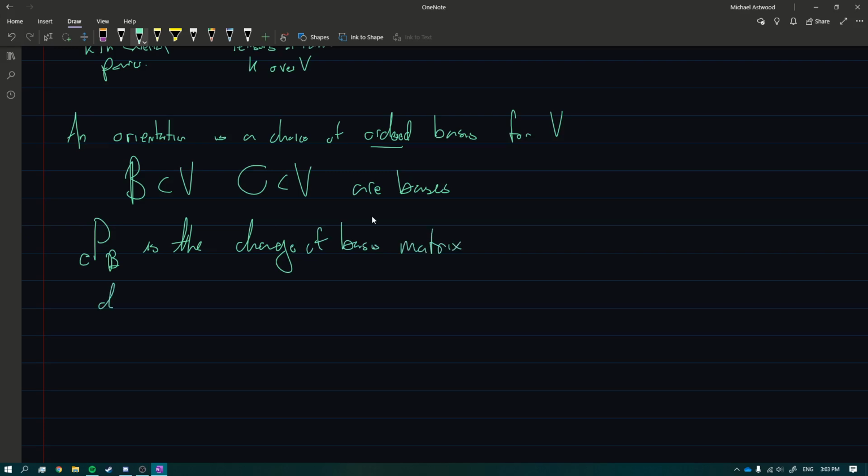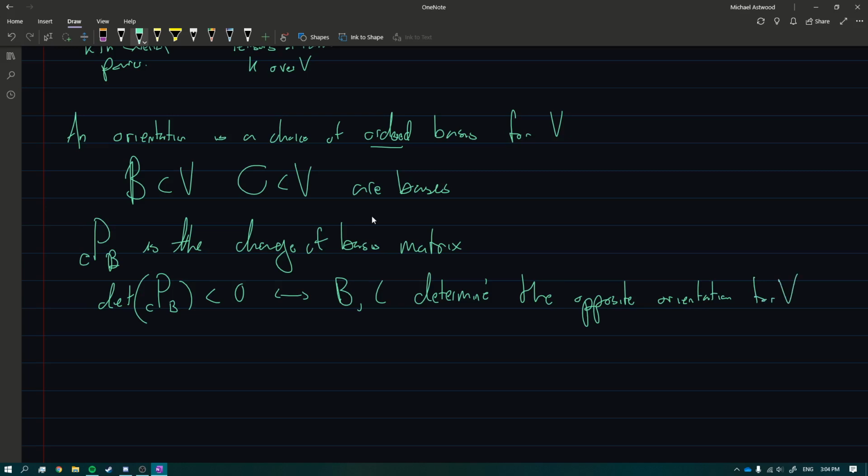So if the determinant of P is less than 0, we say that B and C determine the opposite orientation for V. And if the determinant of P_CB is greater than 0, then B and C determine the same orientation.